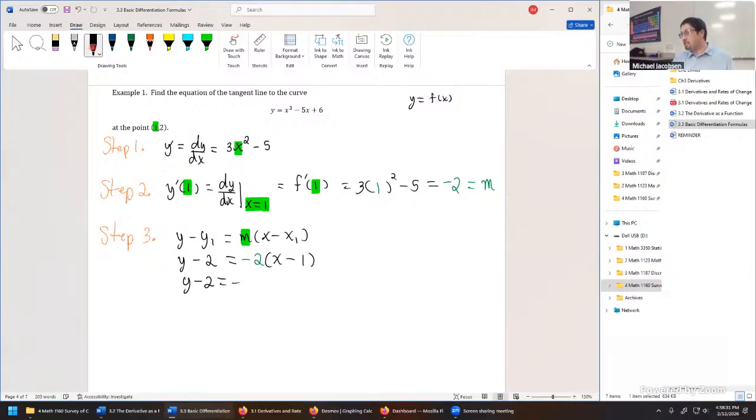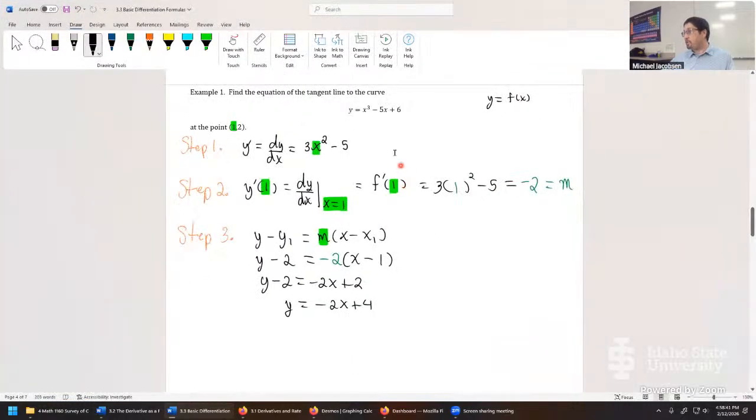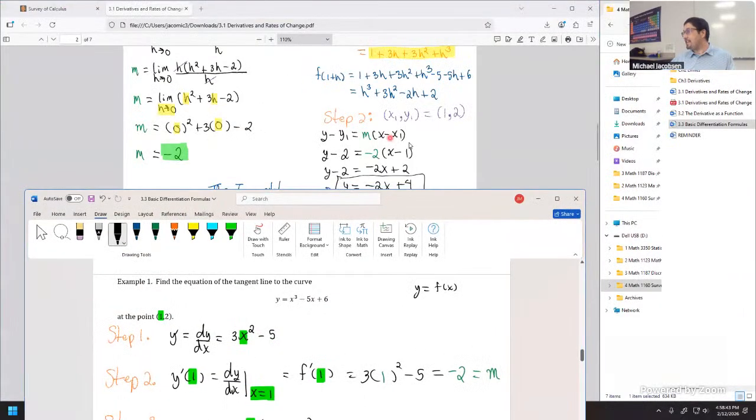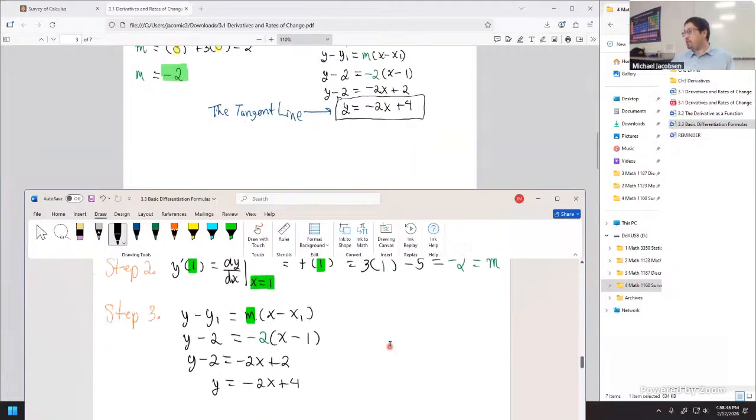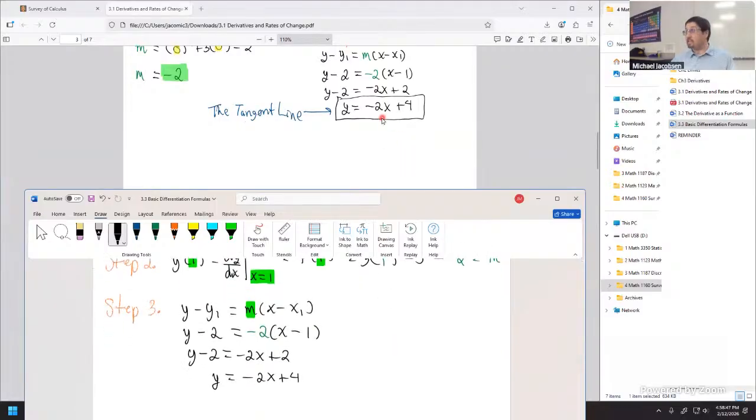Y minus 2 is -2x plus 2. And so y equals -2x plus 4. And that's where the whole problem ends. Let's just peek really quick to see if we really got that. Yeah, here it is, -2x plus 4 to match up with our work exactly.